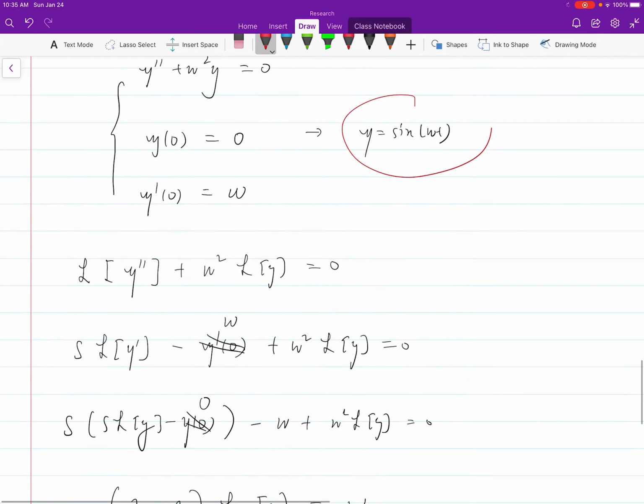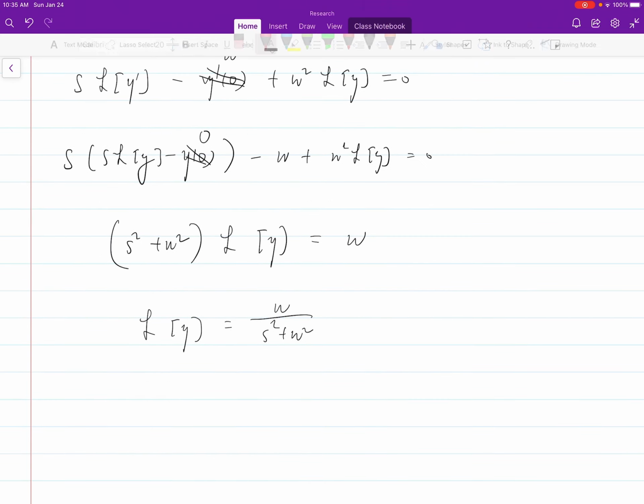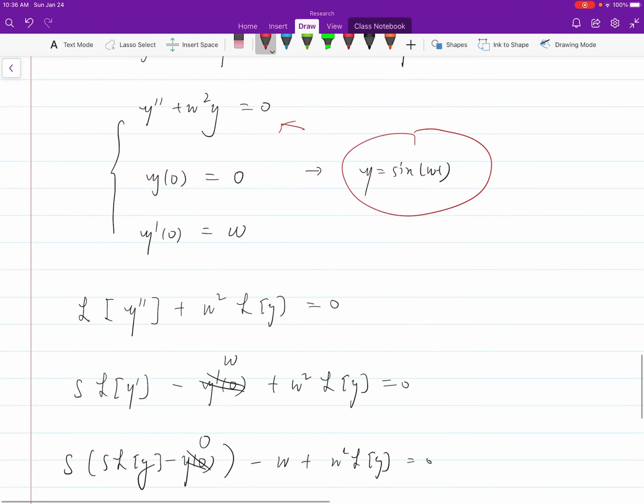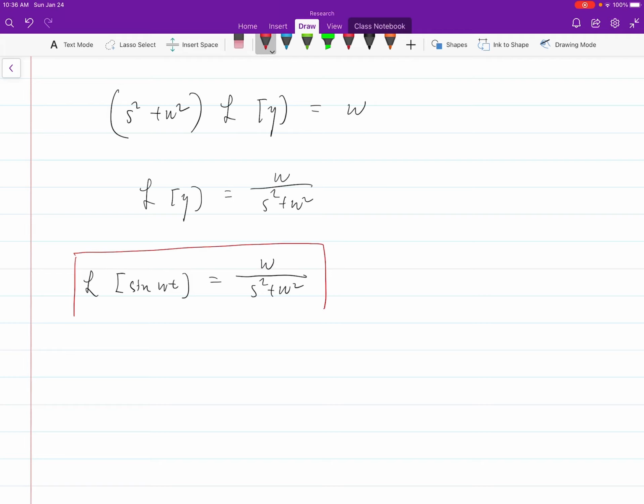So if y satisfies this, then Ly satisfies this, then it's equivalent to say that this is going to be the Laplace transform of this particular y. So we got it. L sine omega t equals omega over s squared plus omega squared. That will be the first Laplace transform for sine. This will be the Laplace transform of the first sine function.